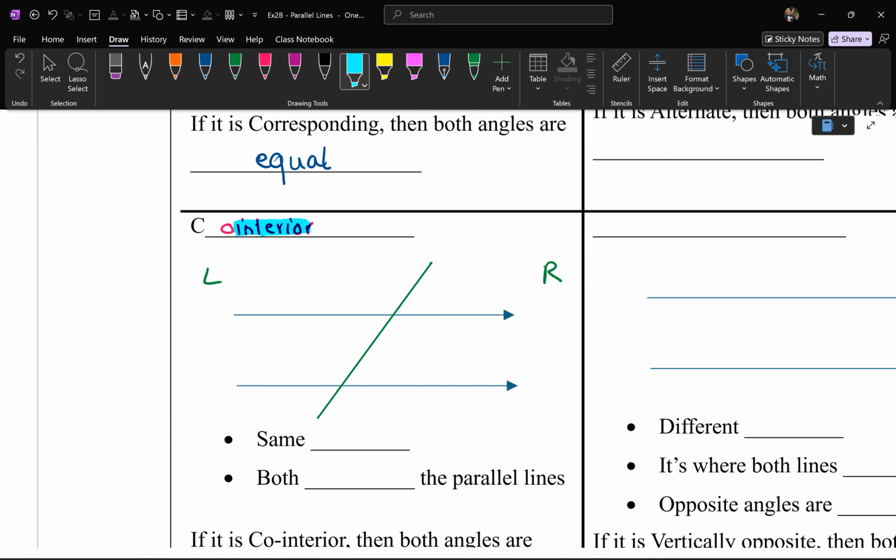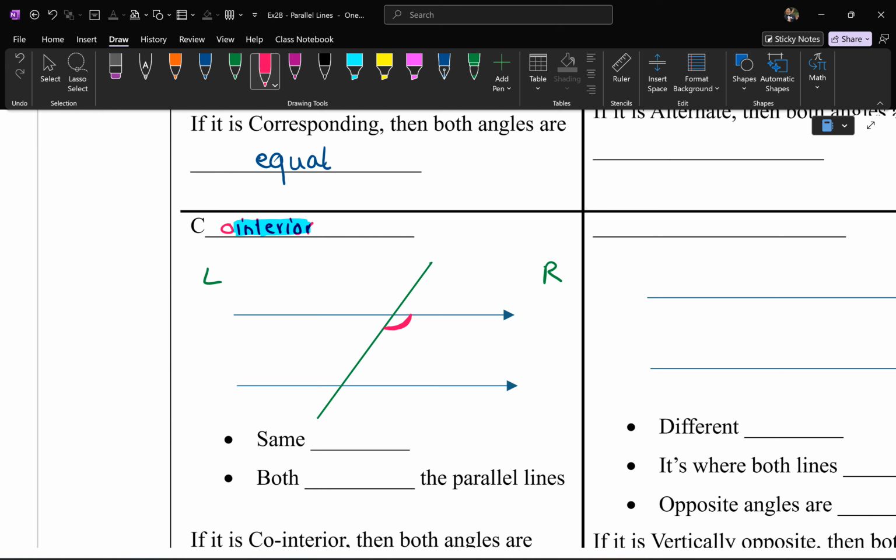What does interior mean? Inside. So here's your parallel lines, right? They need to be on the same side, but also they have to be inside the parallel lines. So here are the angles that are co-interior. The green line and the blue line, that's inside the parallel line. See how it's inside the parallel lines?